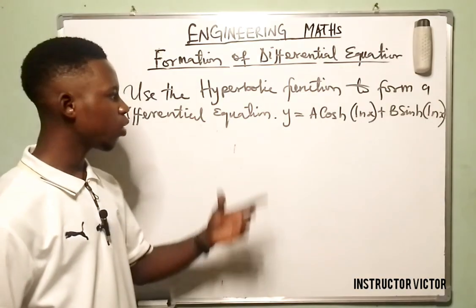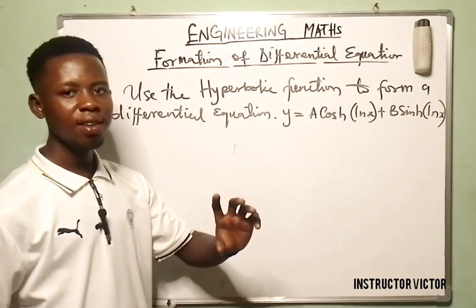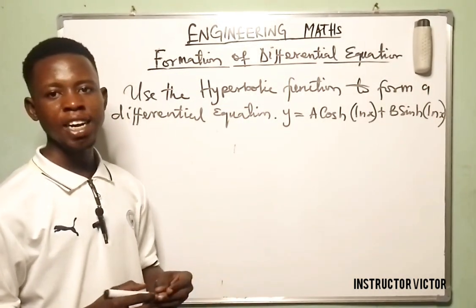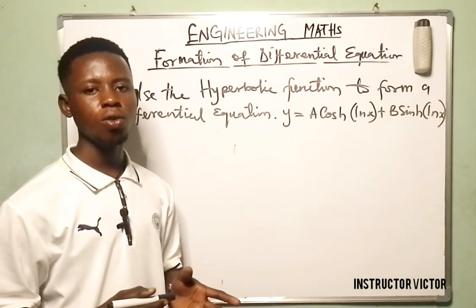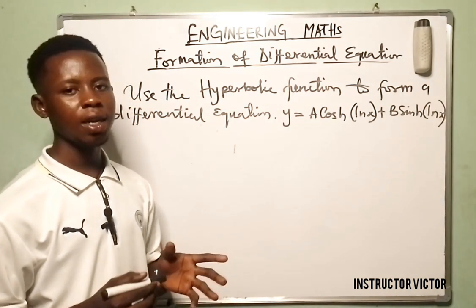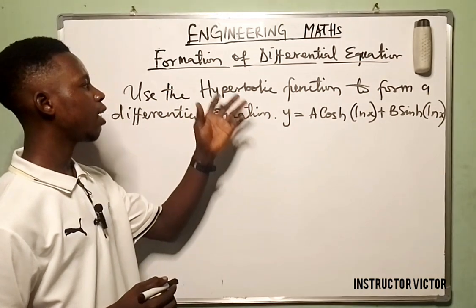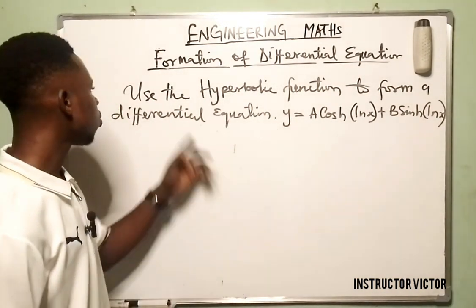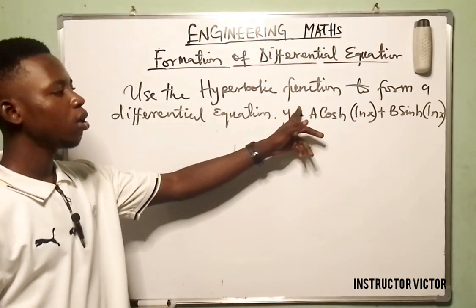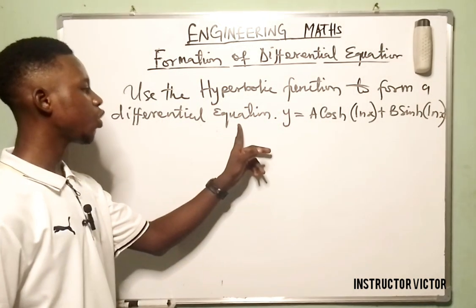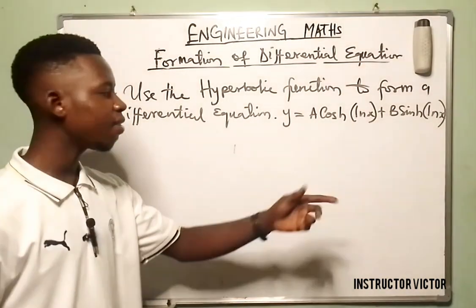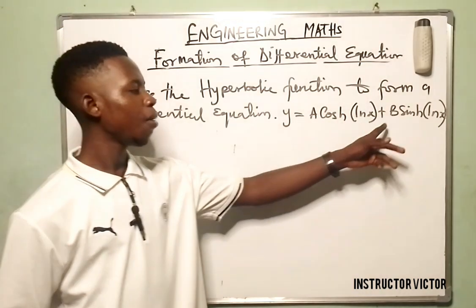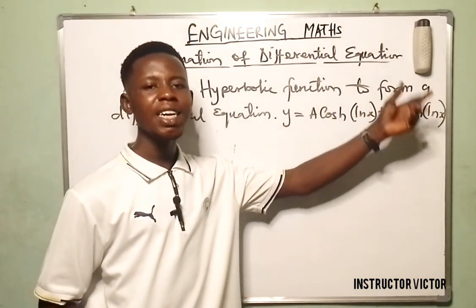Attend to this question that we have on the board. We are still under the formation of differential equation, and this is going to be the last question I'm going to solve on this particular topic. We are asked to use the hyperbolic function to form a differential equation, and that function is y equals a cos ln x plus b sin ln x.